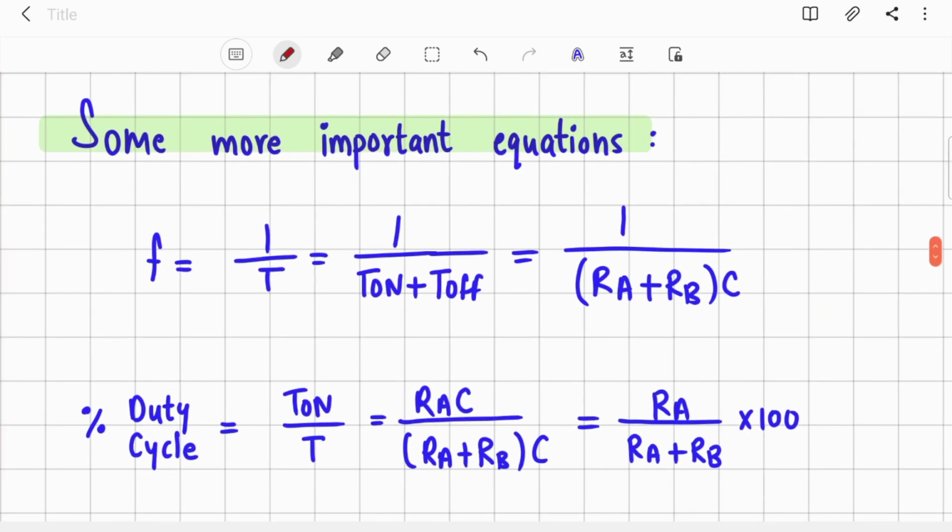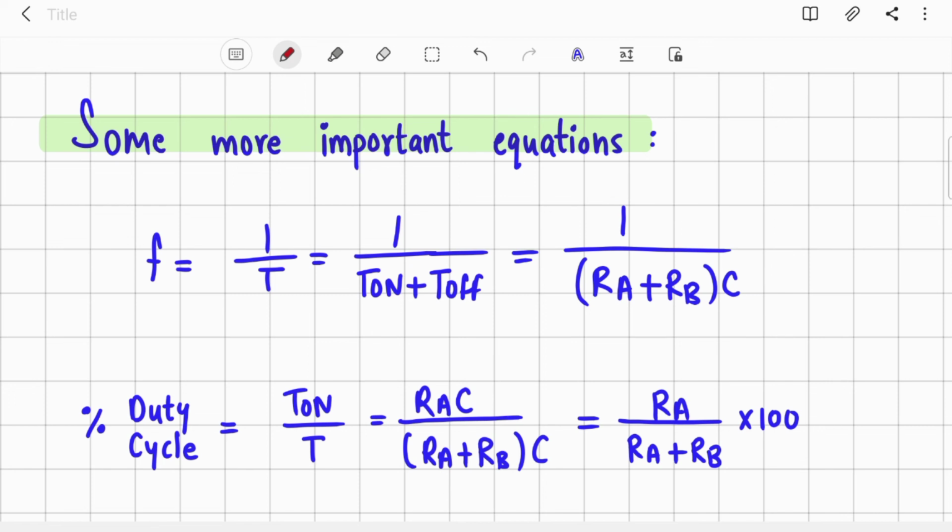Now let's see some important equations quickly. What is the frequency of the asymmetrical astable multivibrator? Simple, it is just the inverse of T. So T on is RAC and T off is RBC. C is common, so it is taken outside the bracket. So your frequency becomes 1 upon (RA plus RB) into C. Okay, this is an important equation.